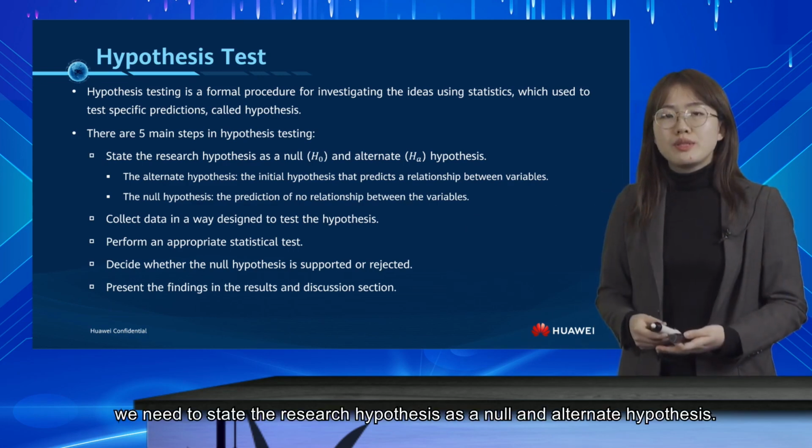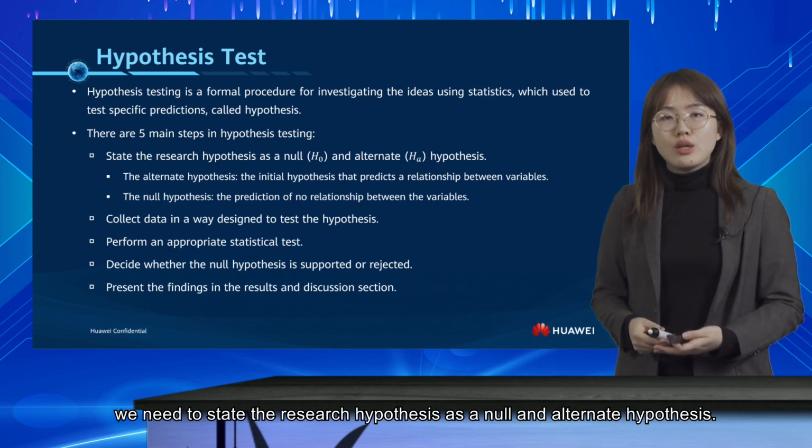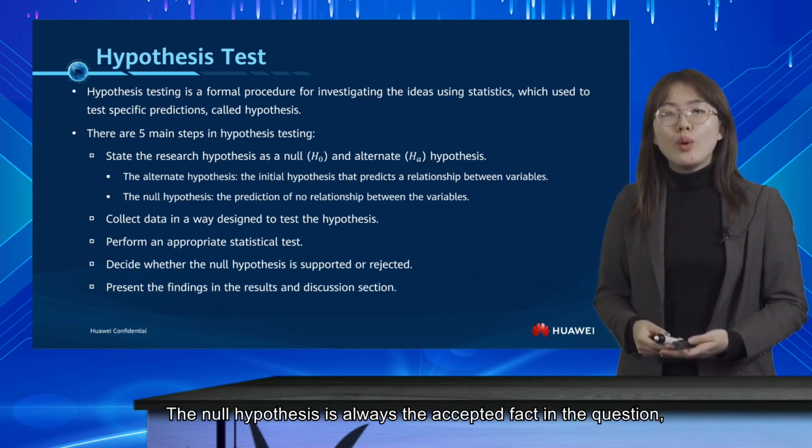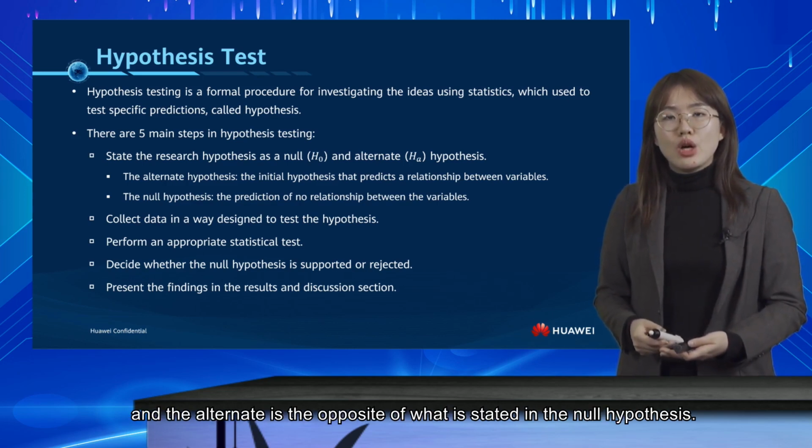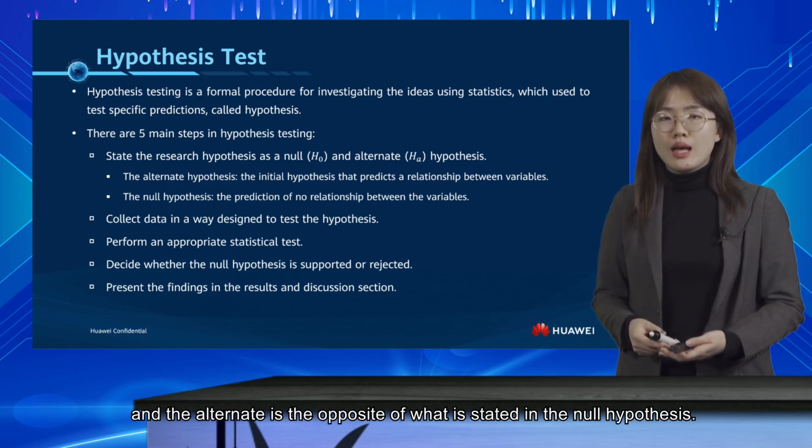First, we need to state the research hypothesis as a null and alternate hypothesis. The null hypothesis is always the accepted fact in the question, and the alternate is the opposite of what is stated in the null hypothesis.